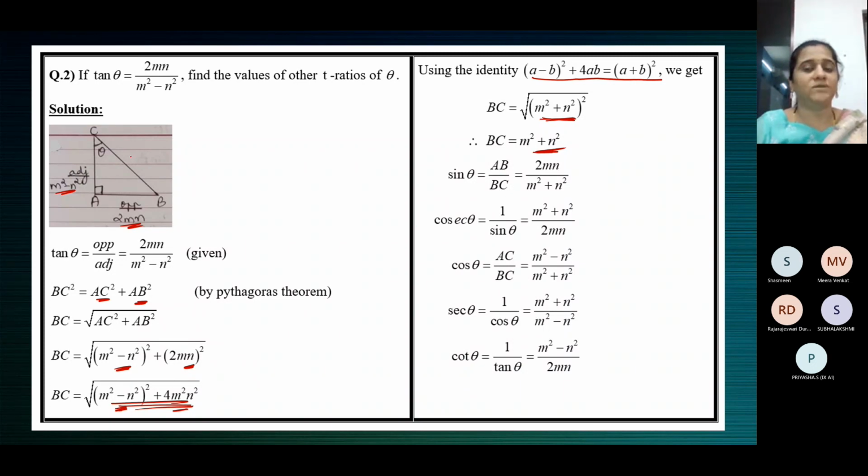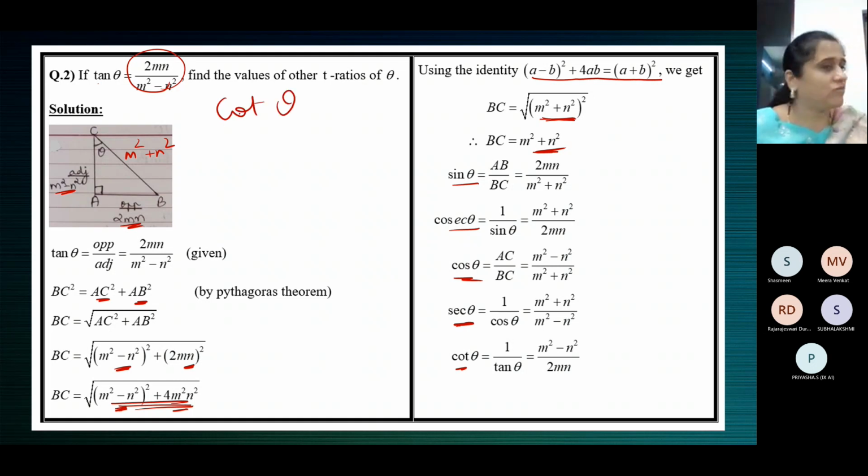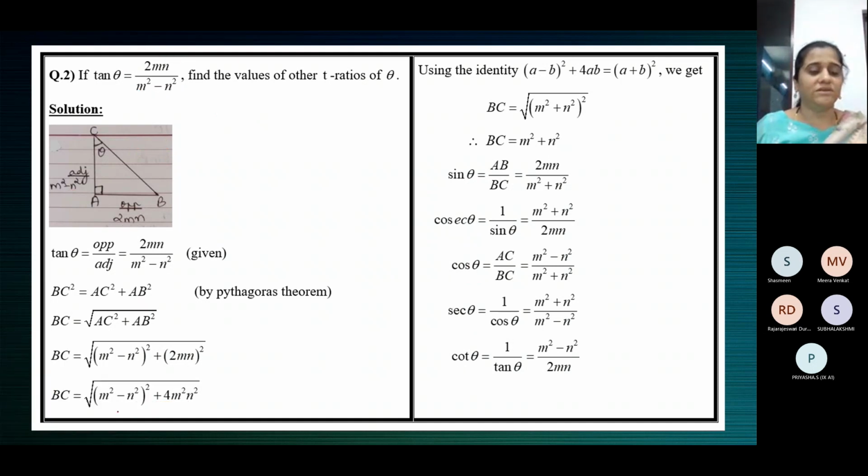Now we found BC. What is BC? m square plus n square. Now find all the ratios. Sine theta, its reciprocal is cosecant. Cos's reciprocal is secant, and then cot. Cot you can find using this itself. Cot is the reciprocal of this. Now in the exam, be careful. Read the question properly. If they say, if tan theta is this, find cot theta, you don't have to work anything. Cot theta is straight away m square minus n square by 2mn. So here also you can see we use the identity.